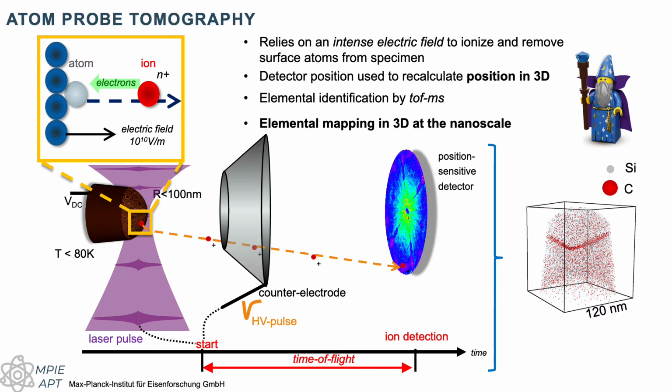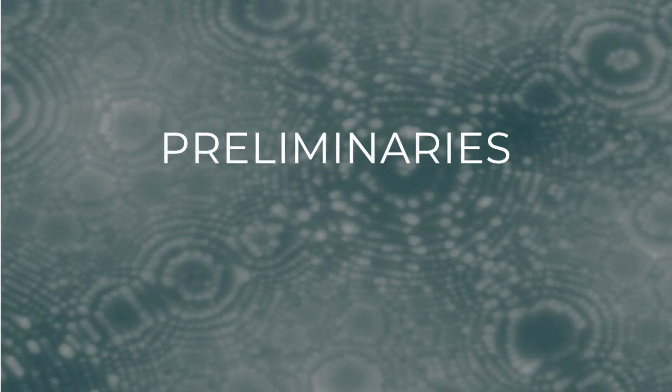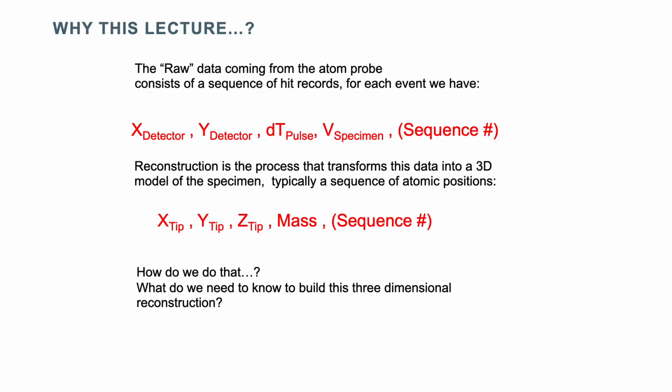sub-nanometer resolution. And today we're going to talk about the magic that is involved in between getting these ions and building this 3-dimensional reconstruction. Some preliminaries. So why this lecture? What we have is this series of detector coordinates, the timing of the pulses, time of flight if you want, the voltage that we apply, and the sequence in which we detect the ions. And what we want is to build this XYZ mass or mass-to-charge ratio.